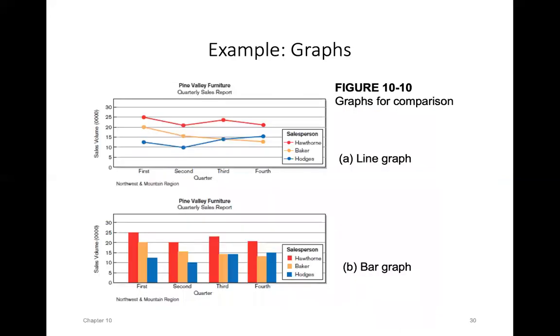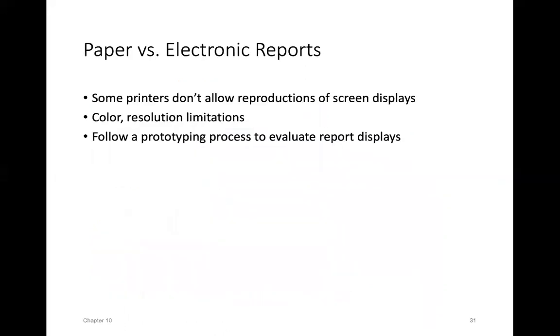If I then look at graphs, here we have a line graph and a bar graph, and again, you can very quickly generate understanding about what's going on as a result of looking at the graph. So on the line graph, you can see Hawthorne straight away is the best performing salesperson, and so on and so forth.